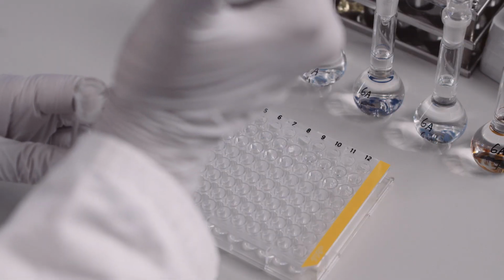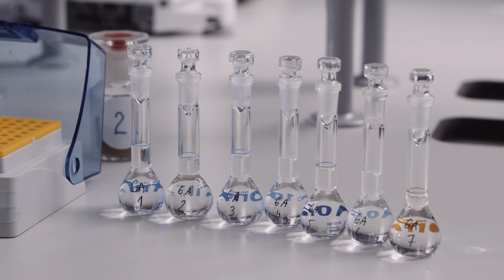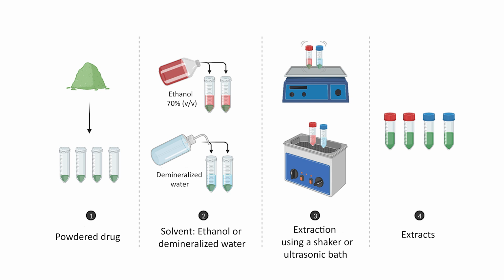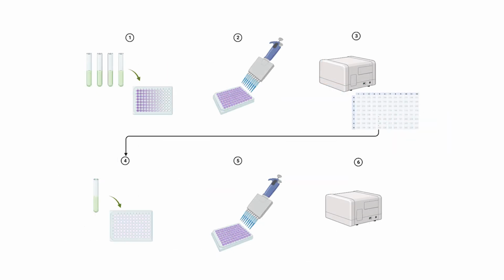The result is expressed as a percentage of inhibition or determined from the calibration curve of a known antioxidant, for example, gallic acid. In our practical work, we will compare the antioxidant activity of different herbal drugs in vitro. The work is divided into two parts. In the first step, we will prepare 4 different extracts from powdered drugs using 70% ethanol and demineralized water as a solvent. The extracts will be prepared by shaking or ultrasonication in an ultrasonic water bath. We will perform a DPPH test to determine which extraction method is most effective.